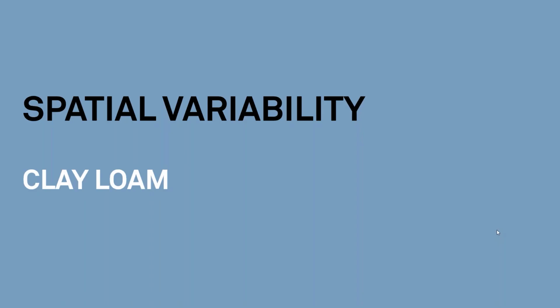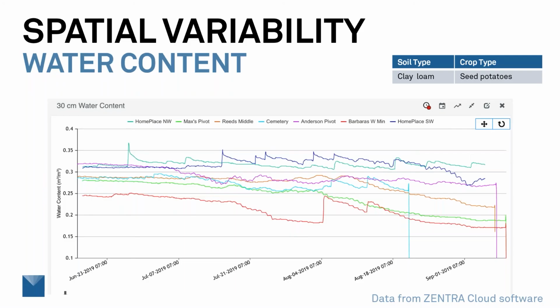Okay, what about this question of spatial variability? We're going to look at this in terms of a clay loam. So this is a project where we put sensors in 7 different fields that are all fairly close together. They're all within about 3 or 4 kilometers of each other. Now, when you look at those different water contents for the various fields, again, these are growing seed potatoes, but this is clay loam.